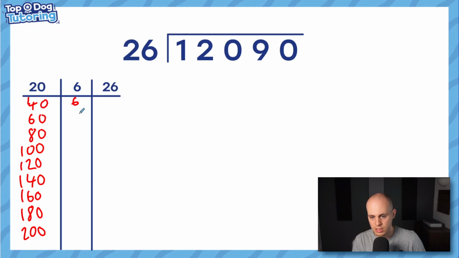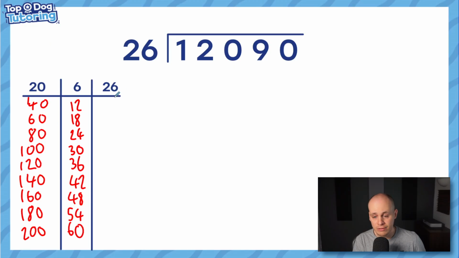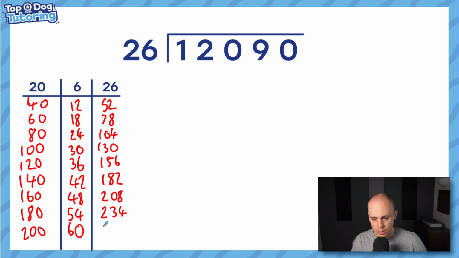Okay, done. 6 times table, 6. Oh, careful. 6 is already at the top. 6, 12, 18, 24, 30, 36. Just making sure it's all in line. Yep, 42, 48, 54, and 60. Add them together really quickly in your head, and you get the 26 times table. So 40 and 12, 52, 78, 104, 130. We've got 156, 182. We're getting there. 208, 234. And last one, 260.